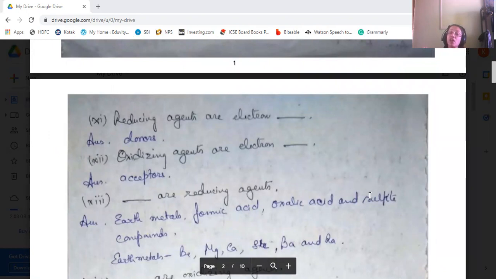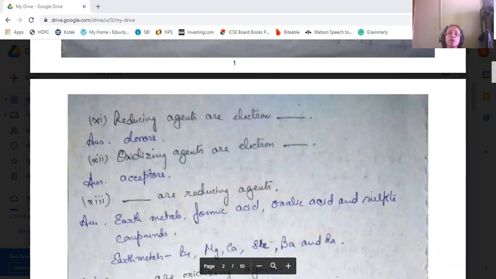Okay, and oxidizing agents are those agents, those elements which accept electrons, that is, which gain electrons. What happens when the oxidizing agent reacts with another substance, that reaction is a reduction reaction because it gains electrons. It is itself an oxidizing agent by reducing itself.